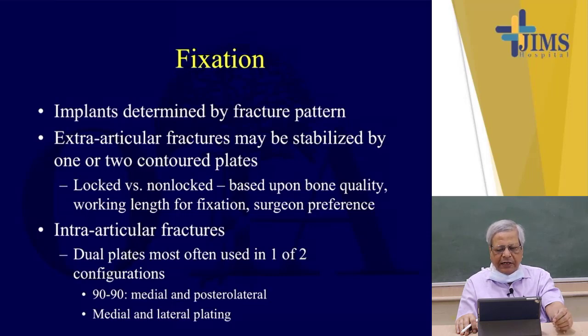Extra-articular fractures may be stabilized by 1 or 2 contoured plates. There are 2 plates along the 2 columns. Nowadays we use plates which are contoured as per the anatomy of the humerus, so that the plates sit on the bone nicely. Intra-articular fractures, dual plates, most often used in one of 2 ways. Either it's a medial and lateral plating or a medial and posterolateral plating.